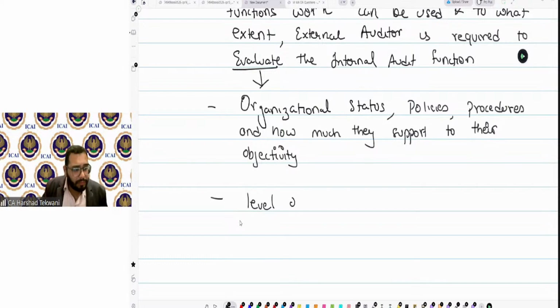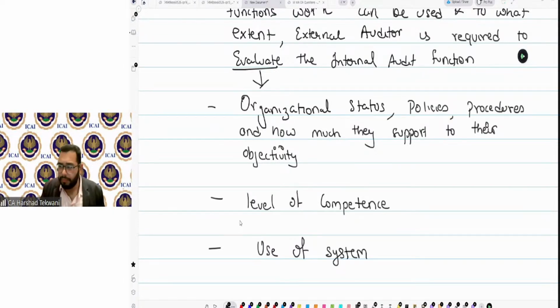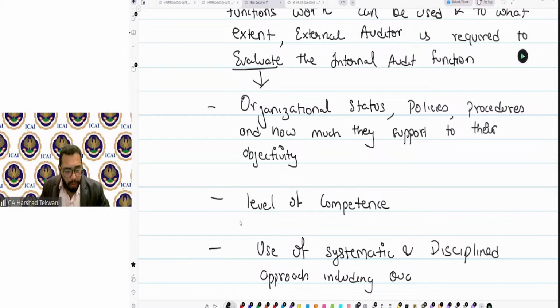Level of competency: how competent the internal audit function is. Third, use of a systematic and disciplined approach, and that includes quality control.